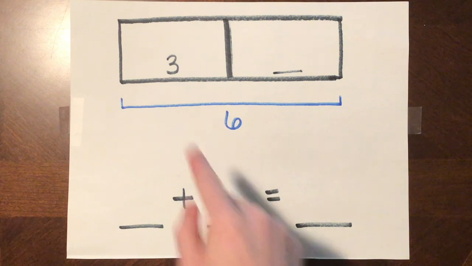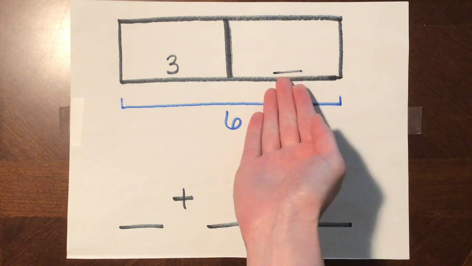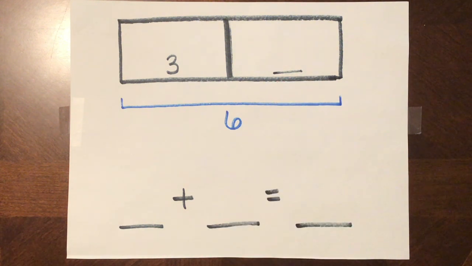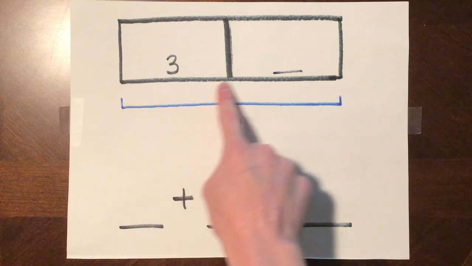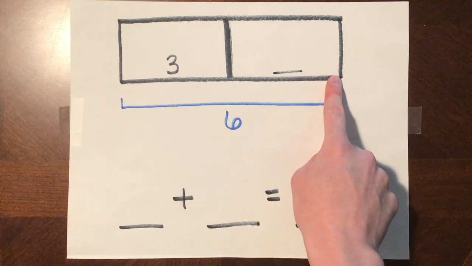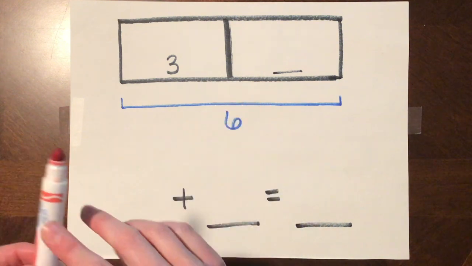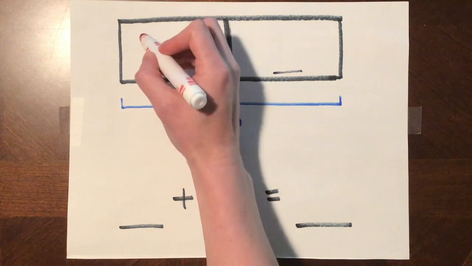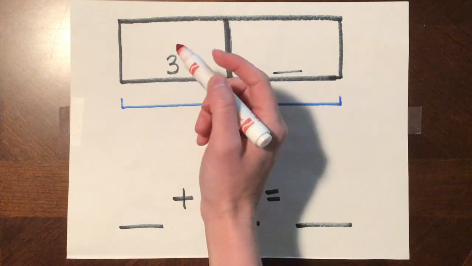Sometimes we know one of the parts and the whole, but we are missing the number for the other part. We can draw counters to help us. This part says 3, and the whole thing will be 6. The two parts together will be 6, so we should start by drawing counters for this first part, and then putting more in the other part until we get to 6.